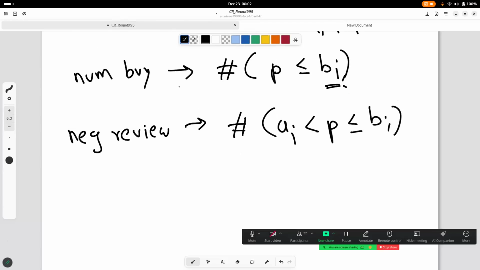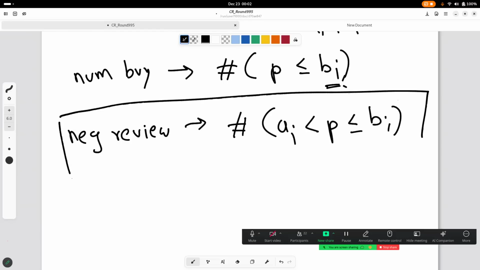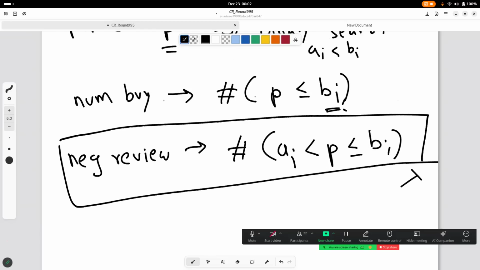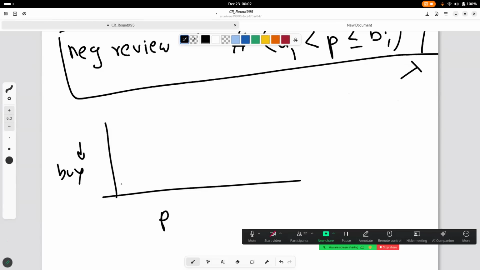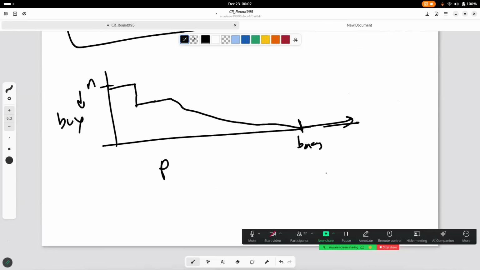If the question had no negative review part, then you would see that as you increase your price, the number of people who buy your product decreases. At price zero, all of them will buy. Somewhere over here, the number of people who would buy your product would start decreasing, and it would go on decreasing up till around the max B of I, from where onwards no one would buy your product.